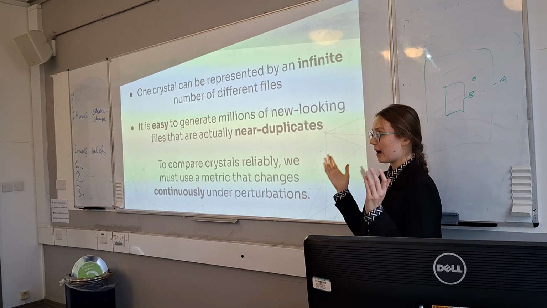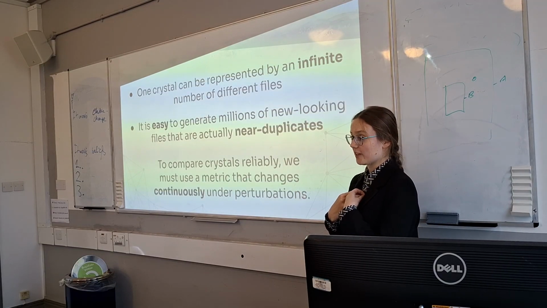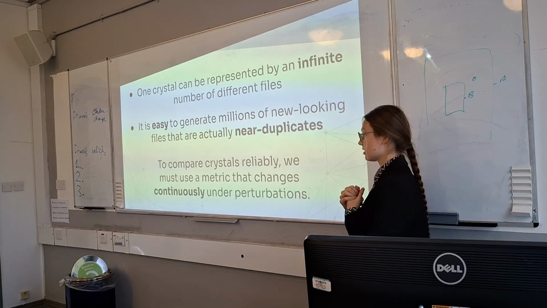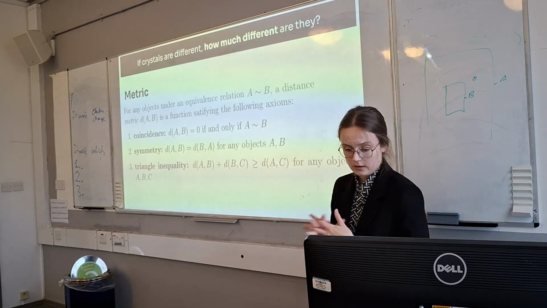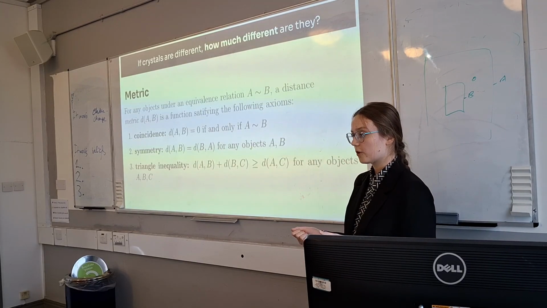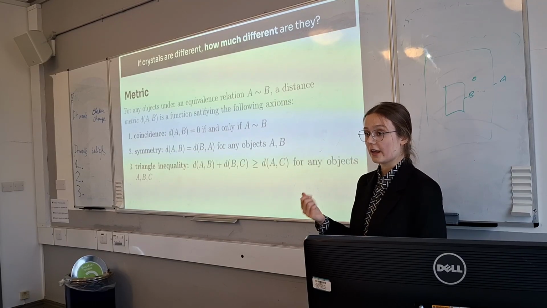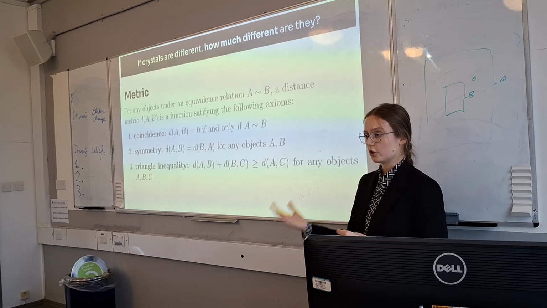Okay, but how are we going to be able to tell? We want to be able to tell using maths whether they're different or not. To do this reliably, we need a metric that changes continuously under perturbations. So this is our second question. Our first question was, are crystals the same or are crystals different? Second question, if they are different, how much different are they? And for that, you can use a metric.